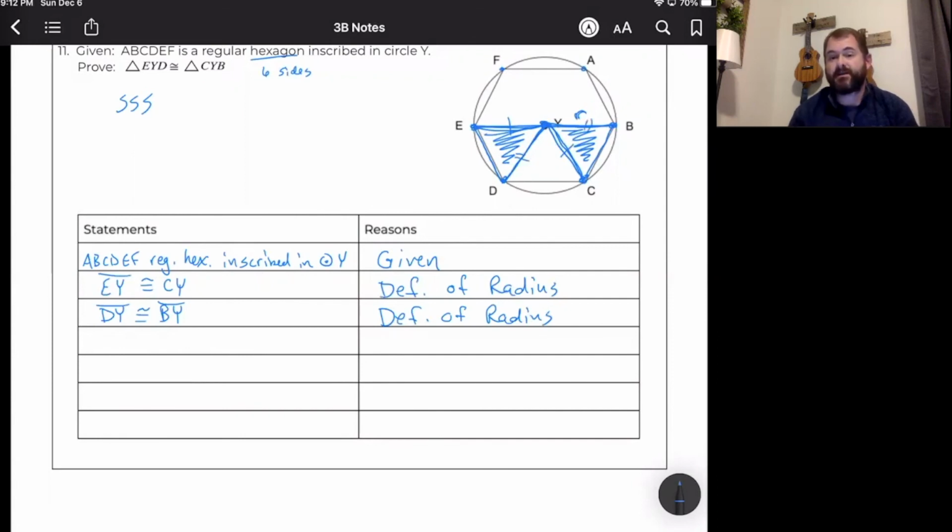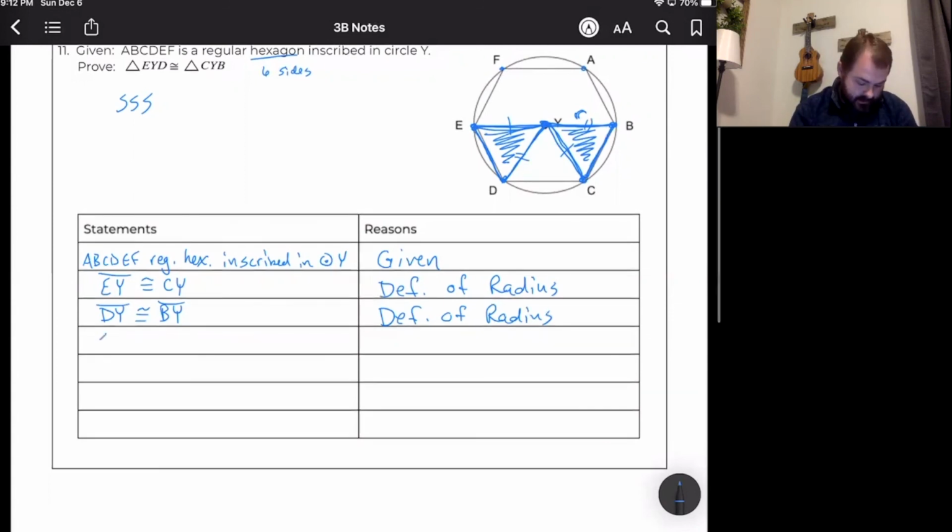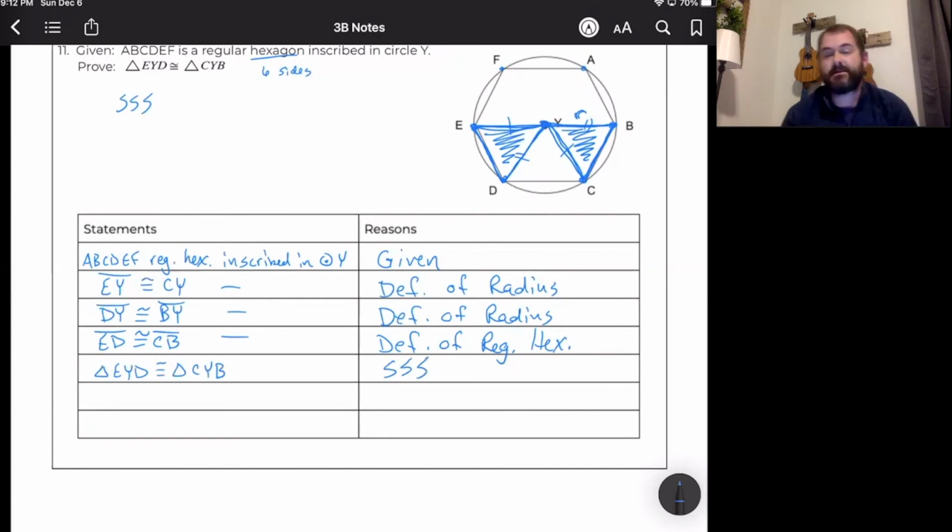Now, the only other pairs of sides to talk about are these two sides, ED and CB, but those have to be congruent because it's a regular hexagon and all sides are congruent in a regular polygon. So I can say that ED is congruent to CB, and that's definition of regular hexagon. Okay, definition of a regular hexagon makes those congruent. Well, I've shown side, side, side now. I can say triangle EYD is congruent to triangle CYB because of side, side, side.